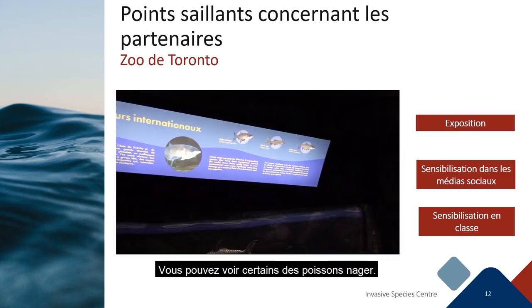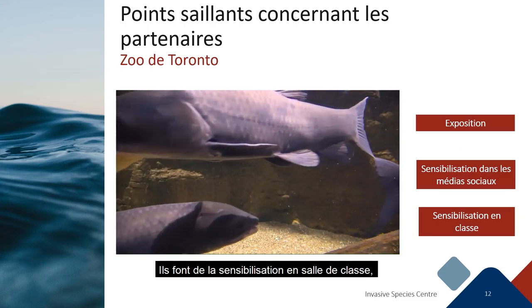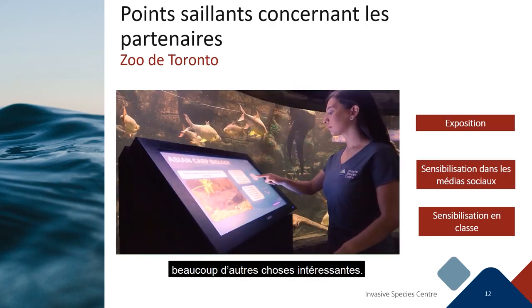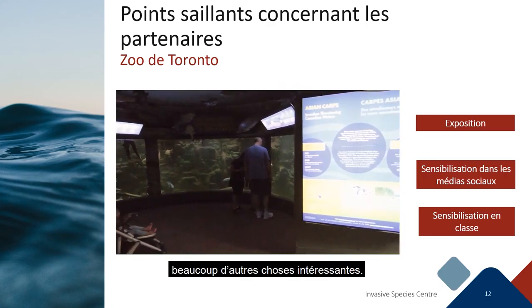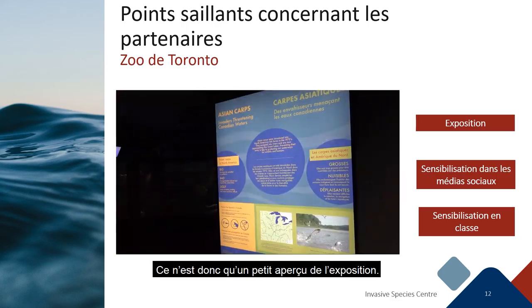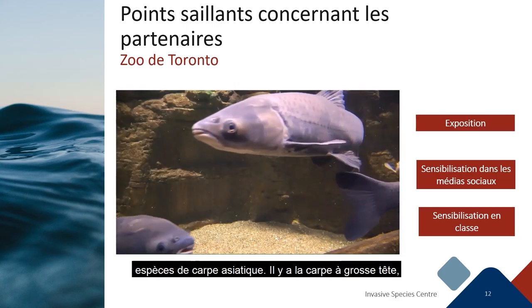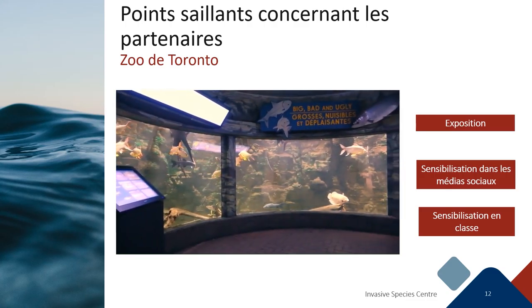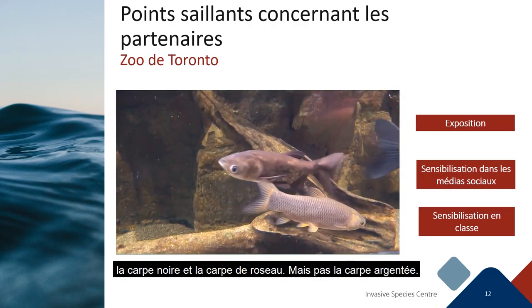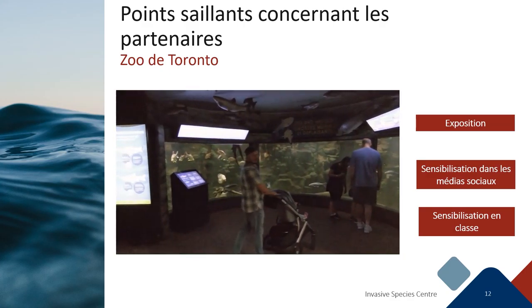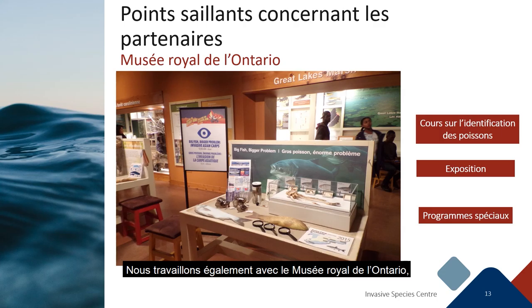So here's a couple highlights of our partners. We work with the Toronto Zoo, and they have a really great exhibit, which hopefully this little clip plays. You can see some of the fish swimming around. They do some classroom education outreach, social media campaigns, and a lot of other cool stuff. So that's just a little snapshot of the exhibit. It has three of the four species of Asian carps.